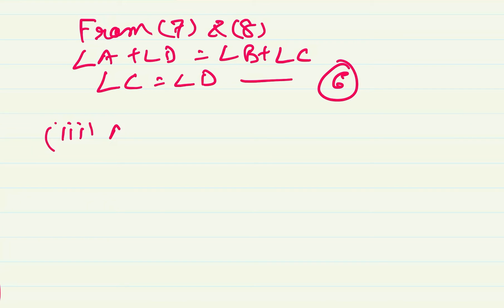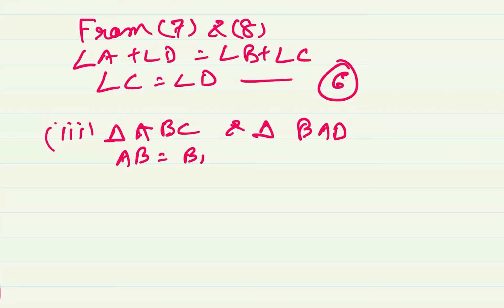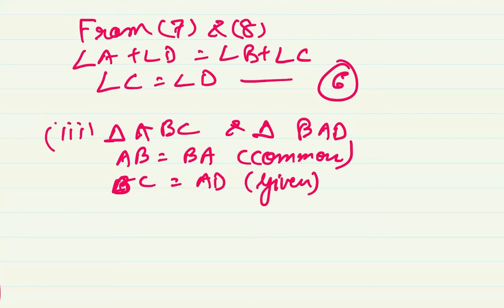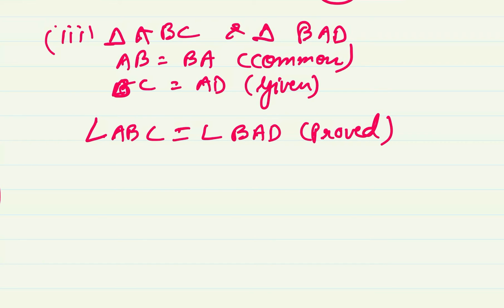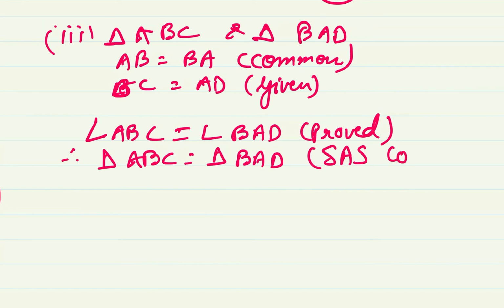Third one, triangle ABC and triangle BAD. AB is equal to BA, they are common, and BC is equal to AD, that is given. So angle ABC is equal to angle BAD, that is proved. Therefore, triangle ABC is congruent to triangle BAD by SAS congruency.